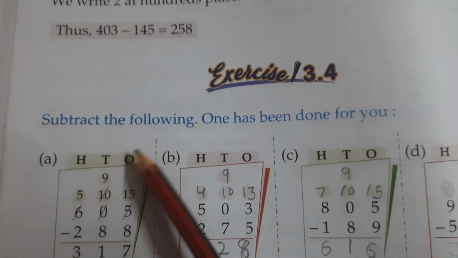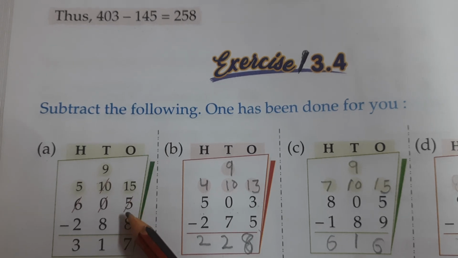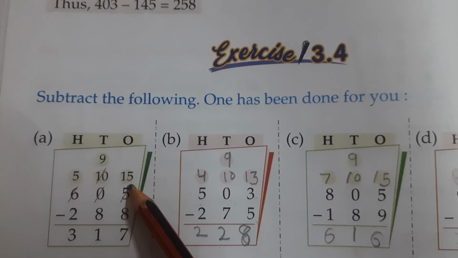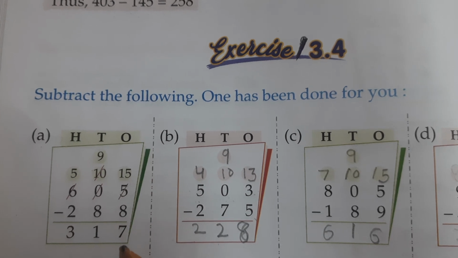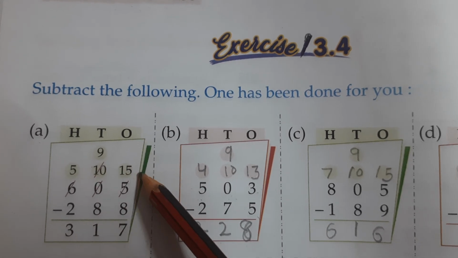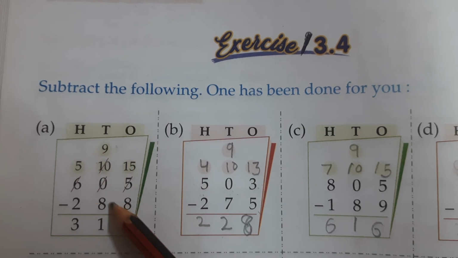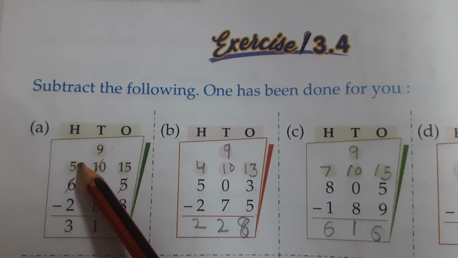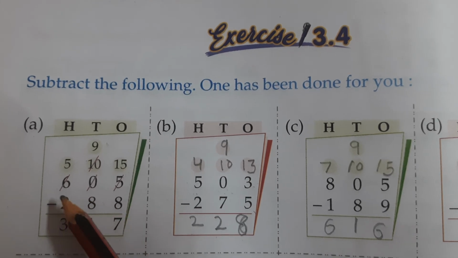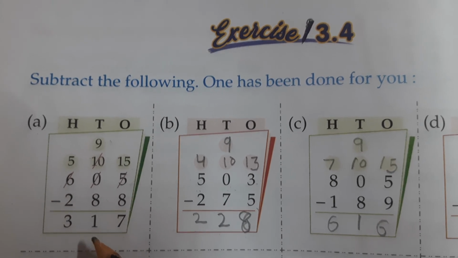Now we are going to subtract these. Okay, this is 5. We cannot minus 8, so we borrow from here. This becomes 15. 15 minus 8 is equal to 7. Now this is 10. We borrowed here, that's why this becomes 9. 9 minus 8 is equal to 1. This becomes 5. 5 minus 2 is equal to 3. When we minus 288 from 605, we get 317.